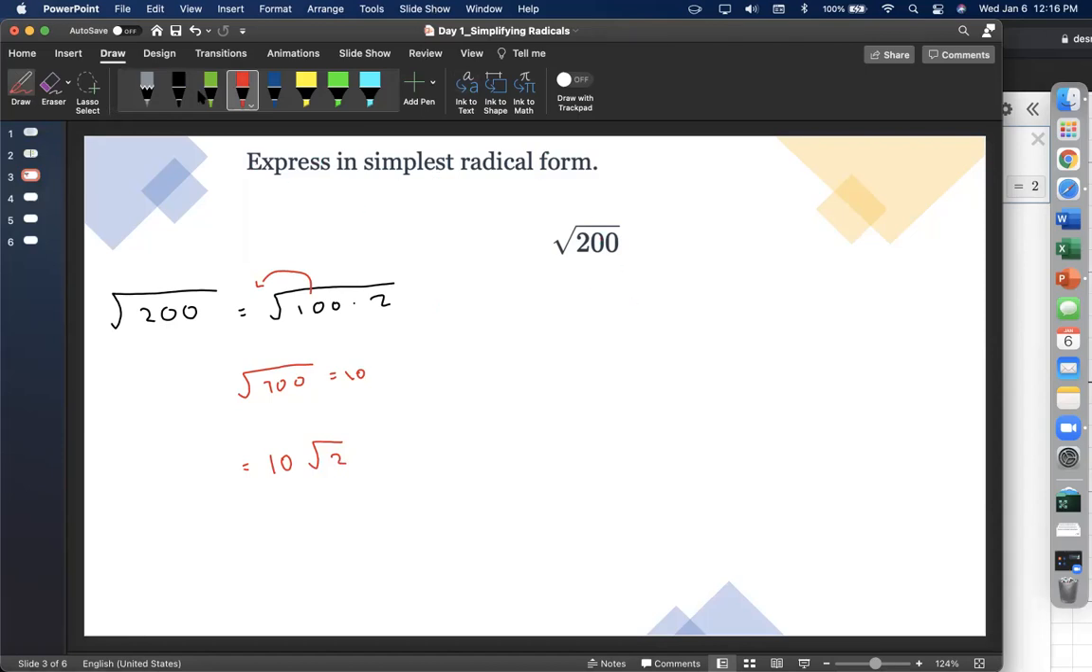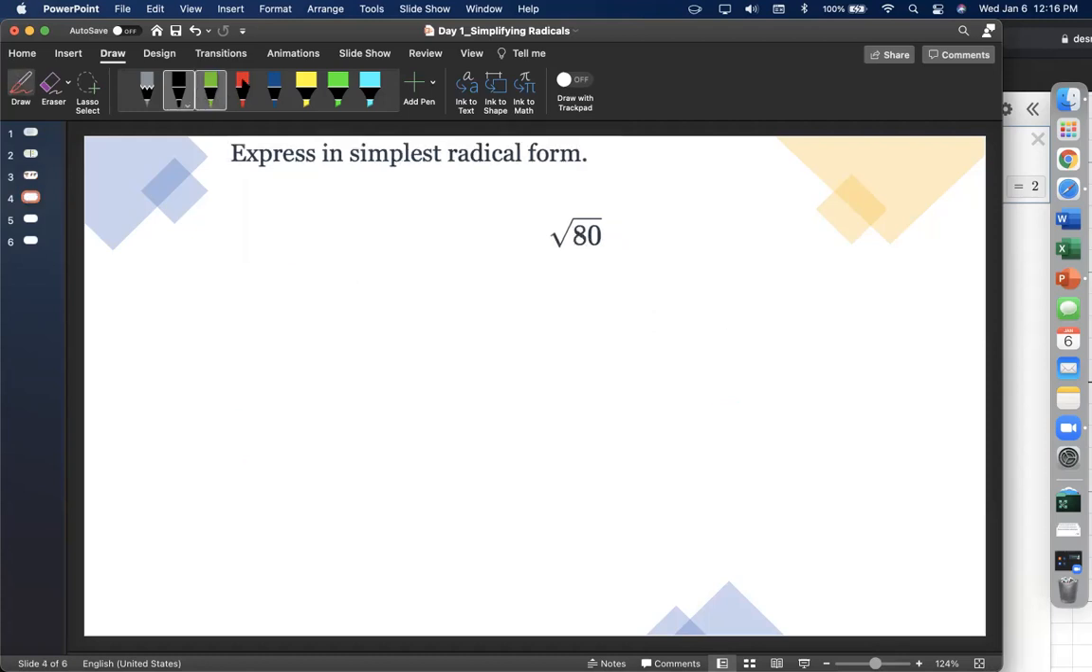Next, for the pair method, for 200, we know it splits into 100 and 2 because 2 times 100 gives me 200, and 100 splits into a 10 and a 10. So we are going to write 10 times 10 times 2. We have a pair of 10s. So we are going to pull one 10 out to the front. And then we keep our root 2.